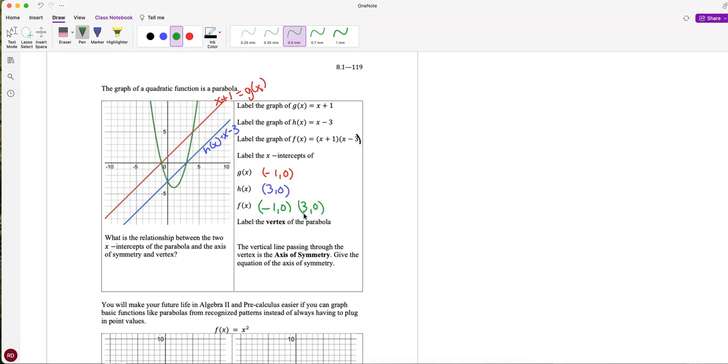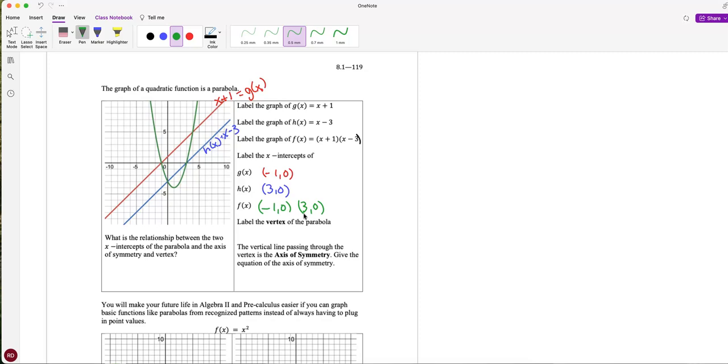But that should make sense because the parabola is the multiplication of two lines. Anytime you multiply by 0, you will get 0. So a 0 on the line will also be a 0 on the parabola. So what is the relationship between the two x-intercepts of the parabola and the axis of symmetry and vertex? We'll get that in a moment.